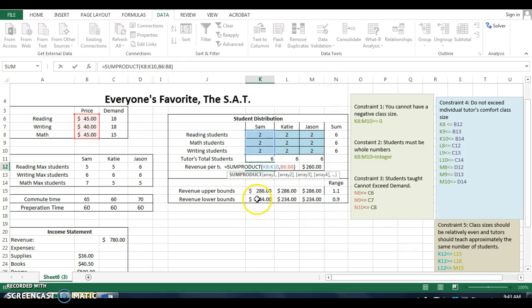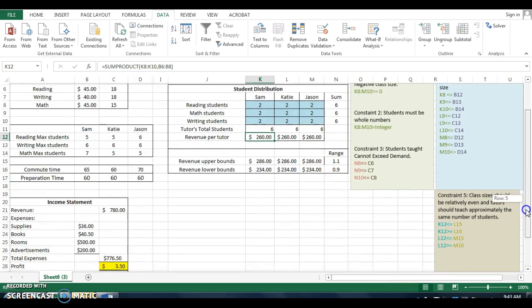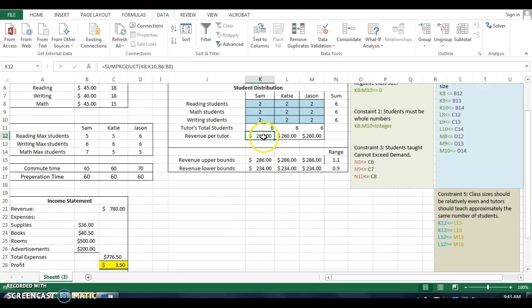Basically what I did is I took the revenue per tutor, and that was simply the sum product. So 2 times 45 plus 2 times 40 plus 2 times 45, and then add them up. That gives me 260. I then multiplied this number by what I have over here, the range. In this case, it was 260 times 1.1 and then 260 times 0.9. I did this for all 3 tutors in order to develop the balance. I then told Solver, as you can see over here, that Sam's revenue needed to be within the bounds of Katie's revenue, and that Katie's revenue needed to be within the bounds of Jason's revenue.